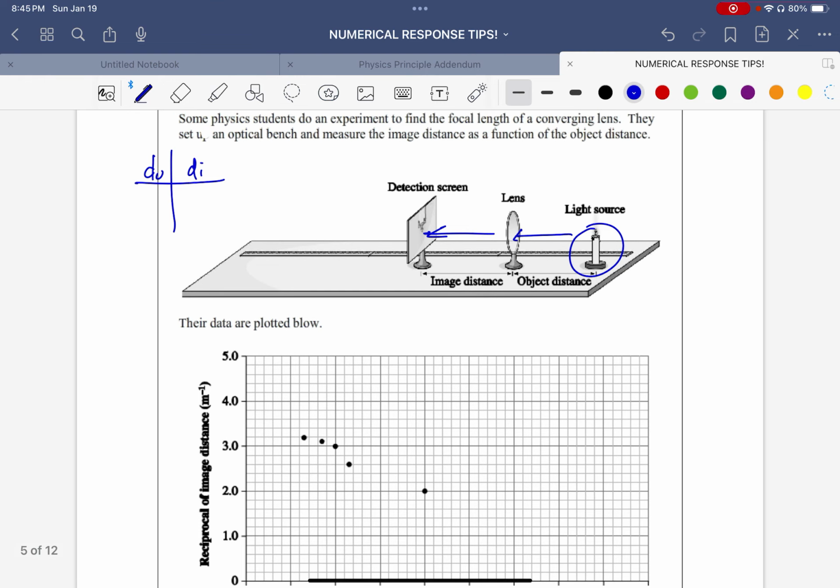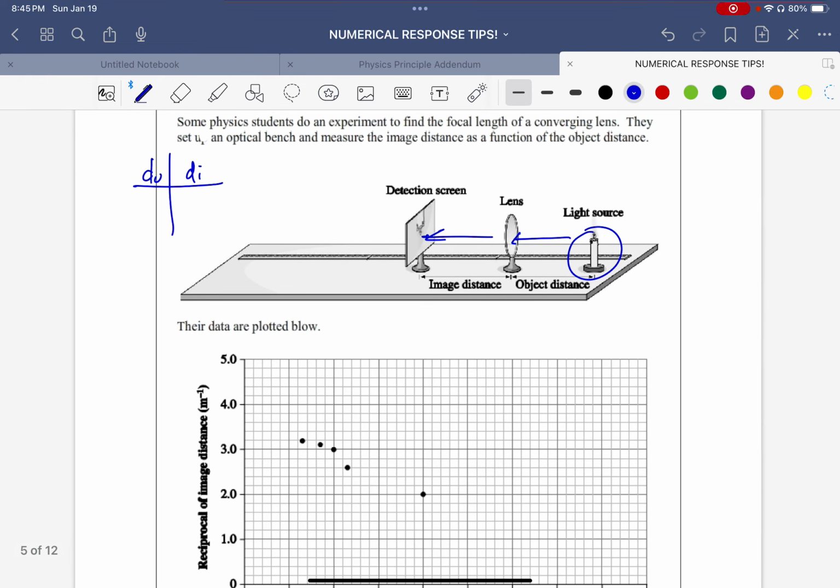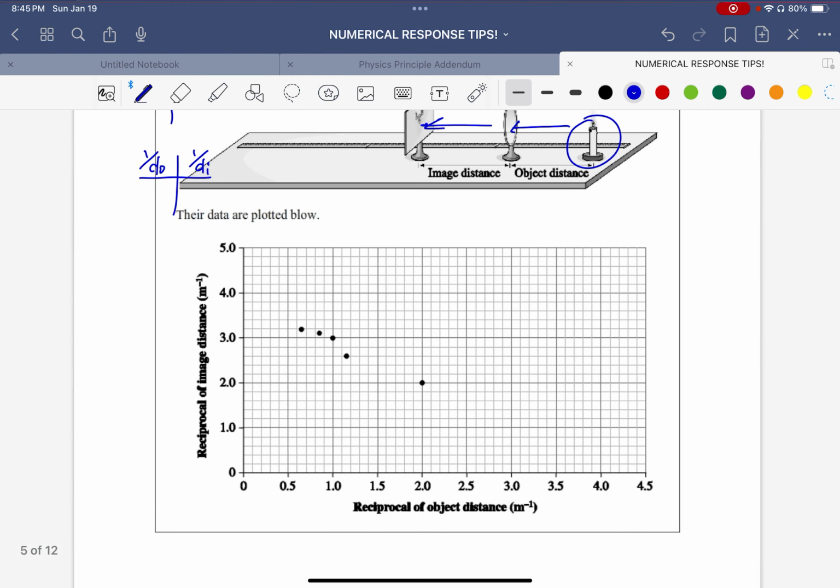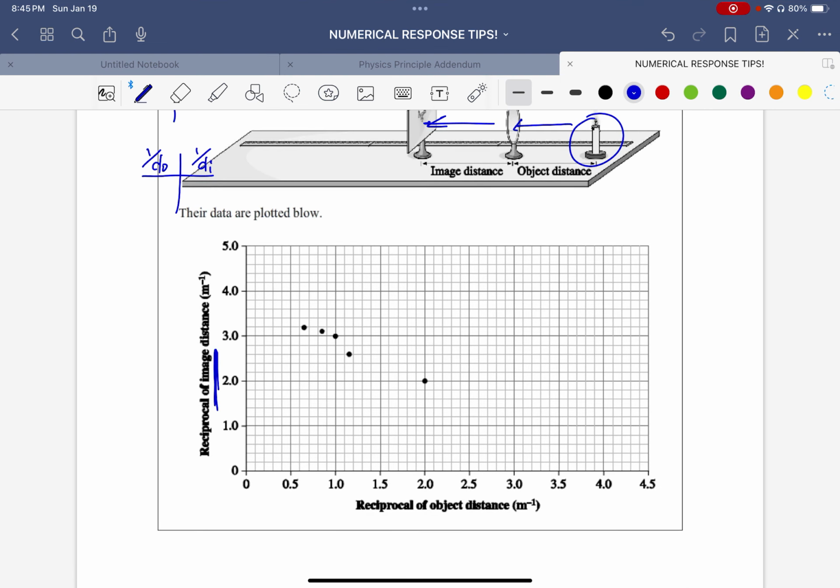We're not going to plot DI versus DO. Rather, we're going to create a new table of the inverse of DO and DI, and then plot that graph, the reciprocal of the image distance, the reciprocal of the object distance, 1 over DI, 1 over DO. Now, you can see in this one that you are not given the trend line. So for this one, we have to identify our ordered pairs for each data point.